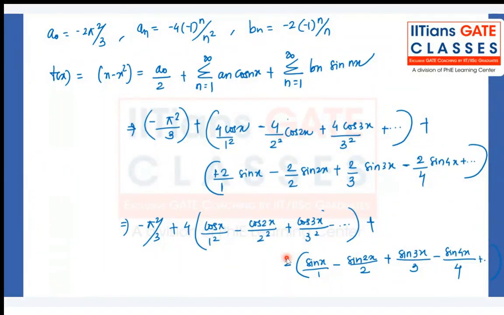Okay. So this was just to recall the overall procedure. What are the formulas for A naught, An and Bn, how Euler's formula will look, and the overall steps which we follow to create the Fourier series.